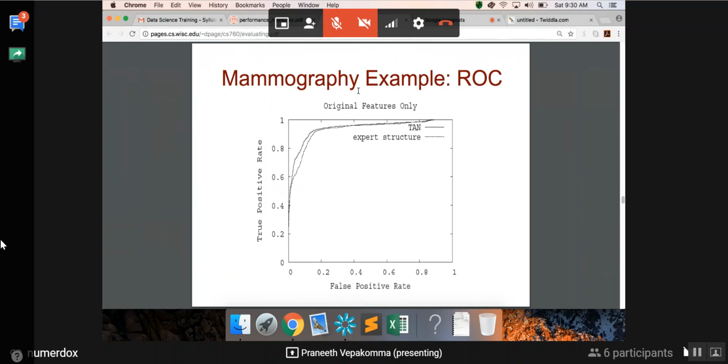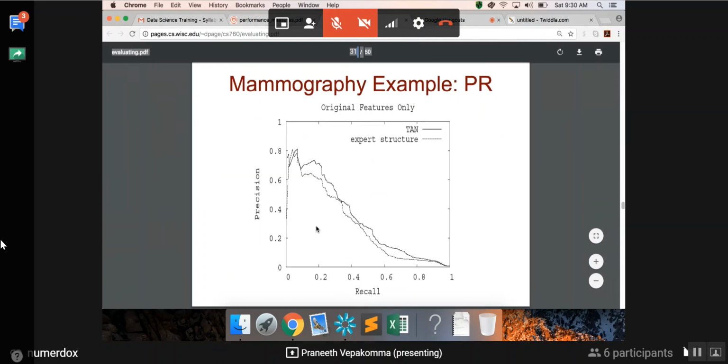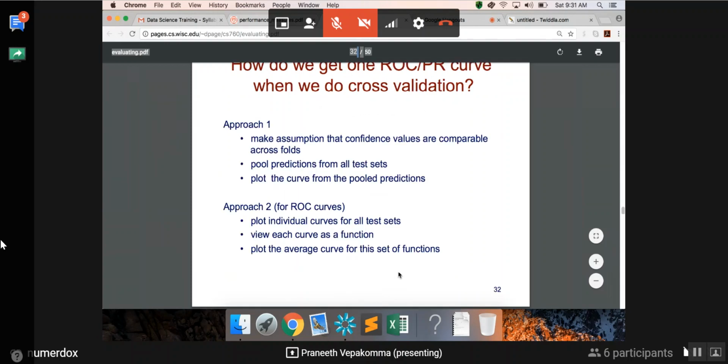So there's another ROC curve, for mammography. This is like for, say, breast cancer detection, right? So how many times you're really detecting the cancer and how many times you're not detecting it, etc., for different methods. This is the precision recall curve for the breast cancer detection.